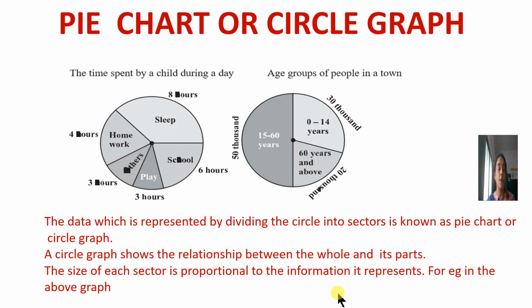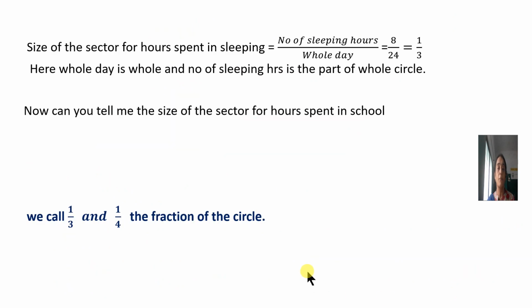Let's see. For example, in the above graph, size of the sector for hours spent in sleeping, that is number of sleeping hours upon the whole day, which is 8 upon 24. That is equal to 1 upon 3. Here, the whole day is a whole. Circle is a whole. And number of sleeping hours is the part of the whole circle.